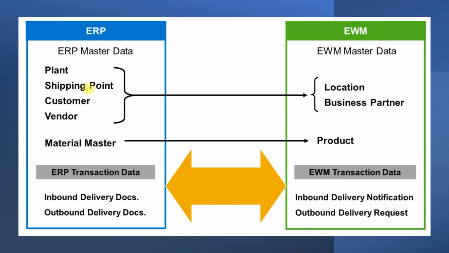Now, in the transactional data, you can see inbound delivery documents will become inbound delivery notification, and outbound delivery documents will become outbound delivery request.